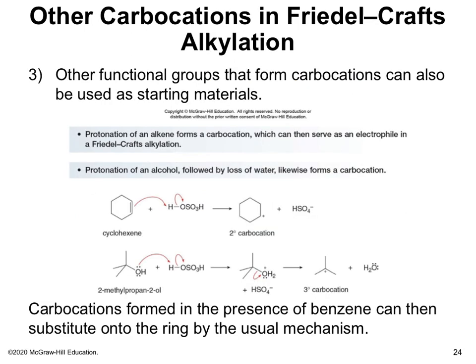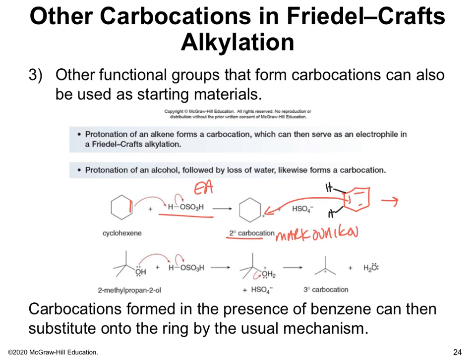Other functional groups that form carbocations can also be used as starting materials. So it doesn't have to just be the Friedel-Crafts alkylation with the Lewis acids. You know that an alkene with sulfuric acid, this electrophilic addition, you protonate the alkene to give you, remember the Markovnikov? Okay, so you get the carbocation, and then that could react with an aromatic compound such as that.